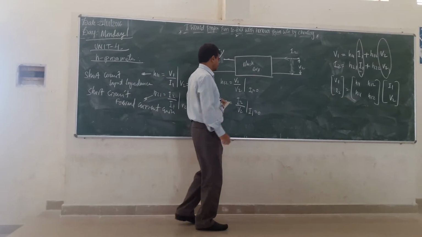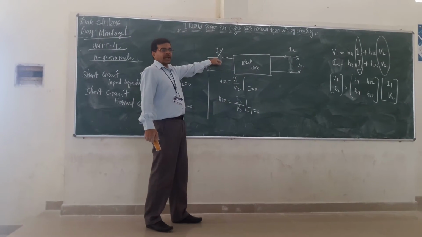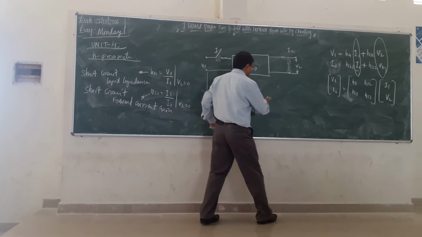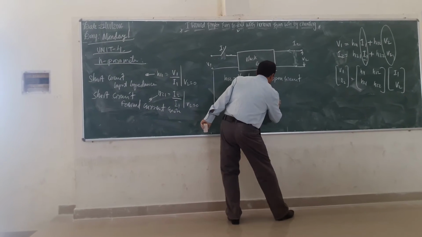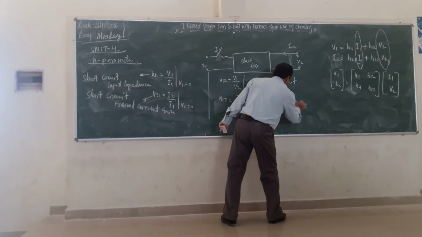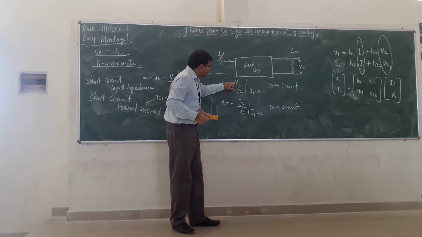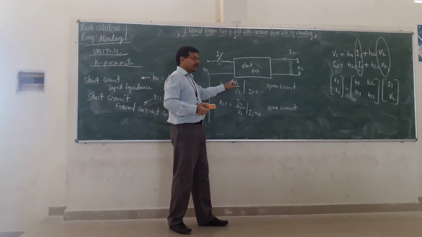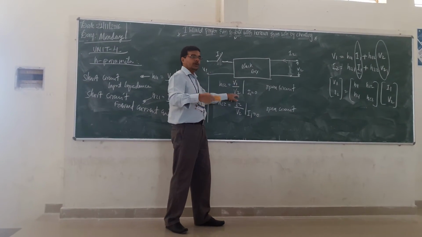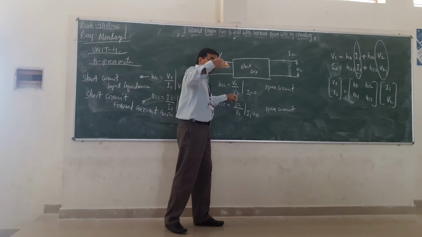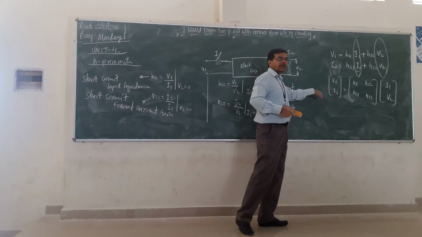Now we will go for H12. Here we are keeping I1 equal to 0. How can we make I1 equal to 0? By open circuiting. Here we have V1 by V2, which is voltage gain. But V1 is input and V2 is output, so this is the reverse voltage gain. So this is the open circuit reverse voltage gain.